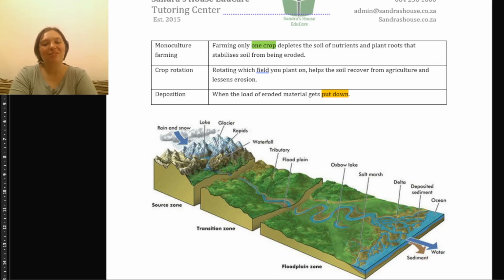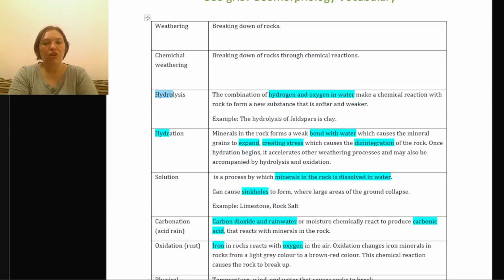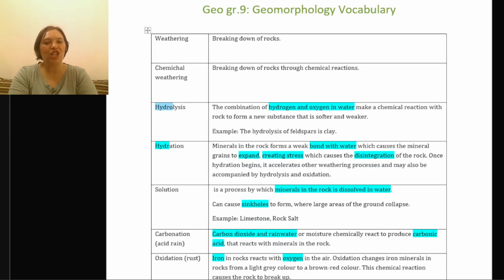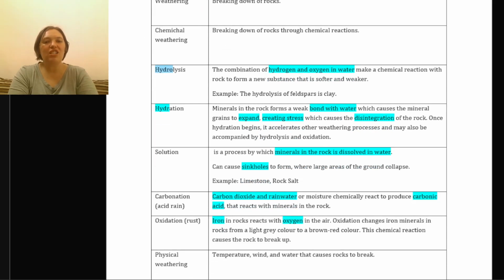My name is Sandra, and I'm going to take you through the terminology for geomorphology, and we're starting with weathering and erosion. So weathering is the breaking down of rocks. We get three different types: chemical weathering, physical weathering, and biological weathering. So we start with chemical weathering.